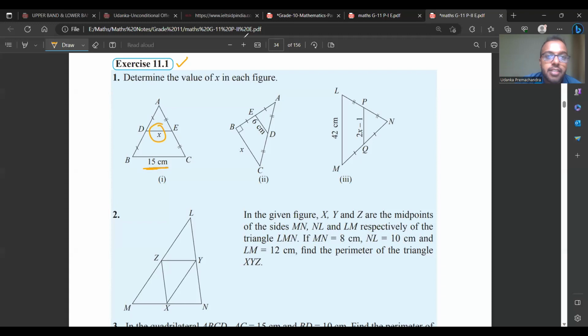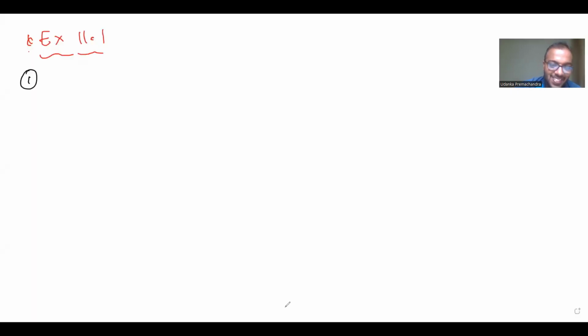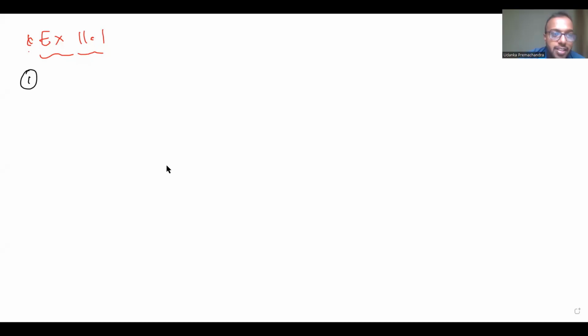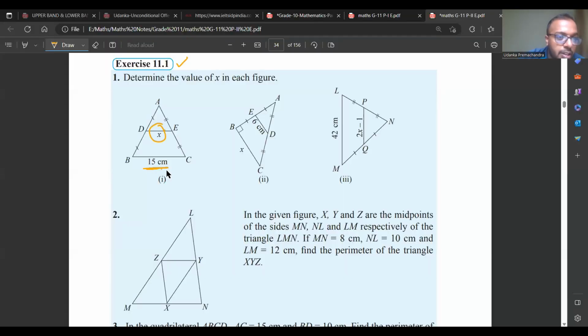Better. It should be half of that one, only that much. This x should be half of this amount, BC. X should be BC divided by 2. That means BC divided by 2, which is 15 divided by 2. Do it like that. I think you can do it.